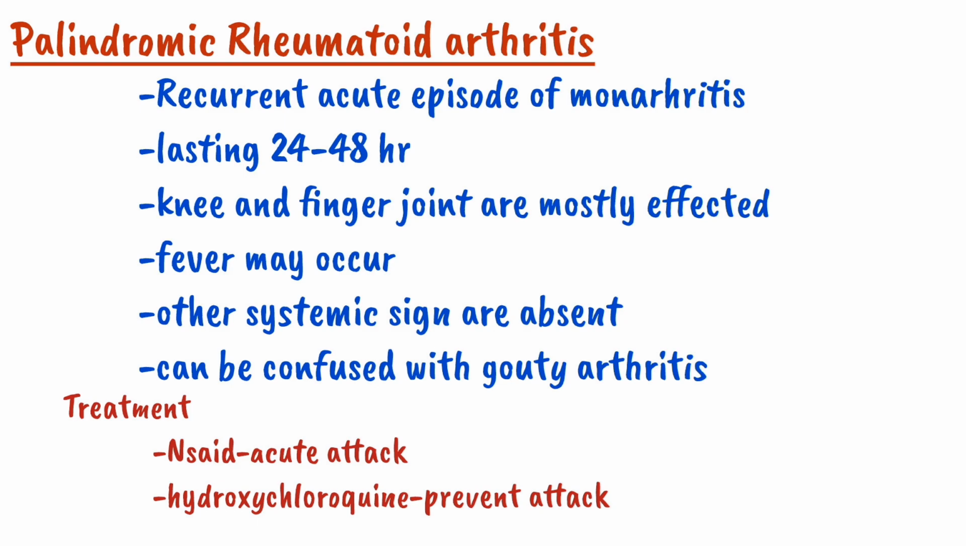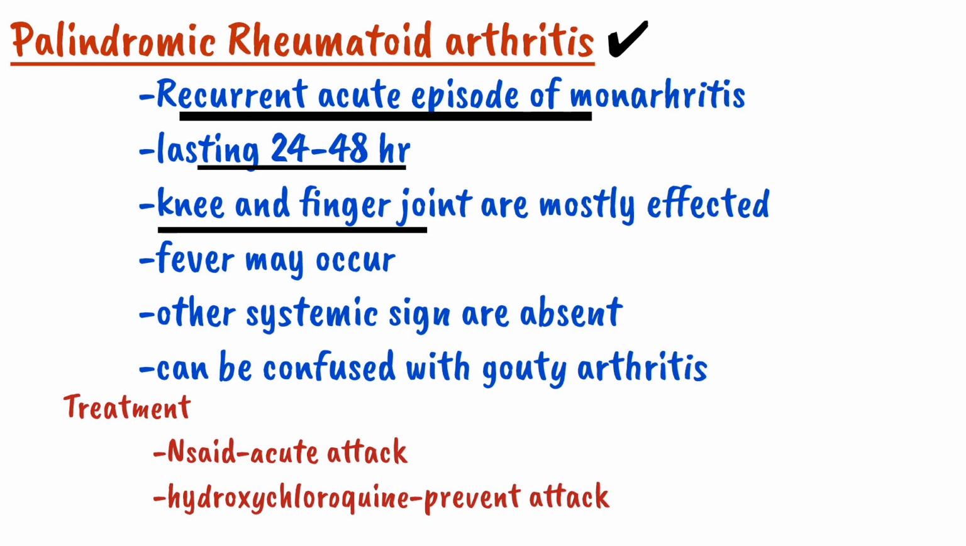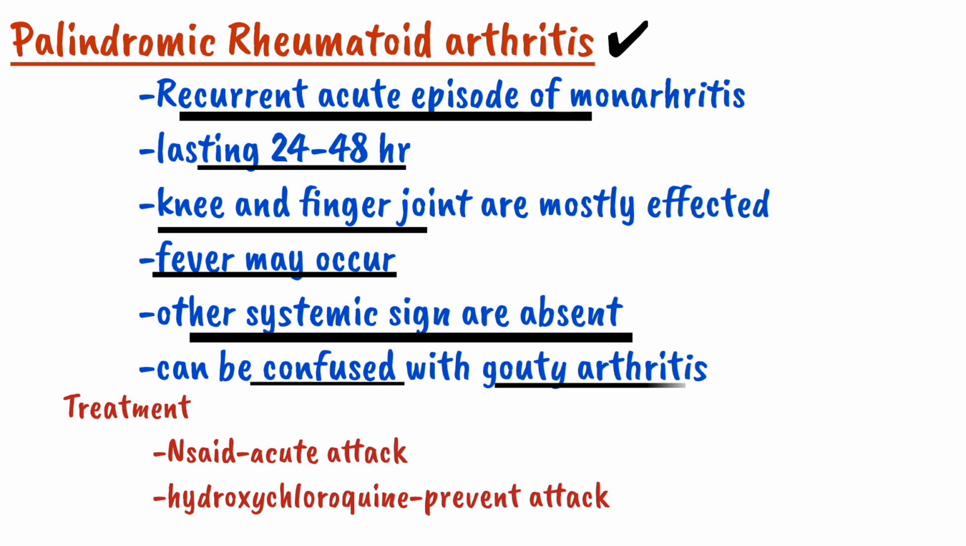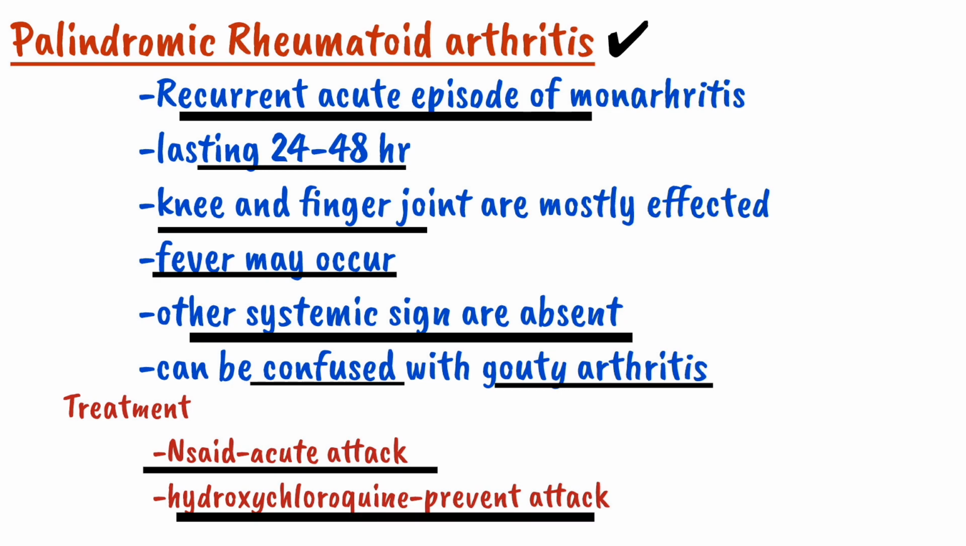The last condition associated with rheumatoid arthritis is palindromic rheumatoid arthritis. It is a recurrent acute episode of monoarthritis which lasts for about 24 to 48 hours. It includes the knee and finger joints, but it can include any peripheral joint. It is associated with fever, but other systemic signs are absent. So it can be confused with gouty arthritis. So it is a special kind of rheumatoid arthritis we should take into consideration. For the treatment, we can use NSAIDs for the acute attack of pain, and to prevent recurrent attacks, we will use hydroxychloroquine.